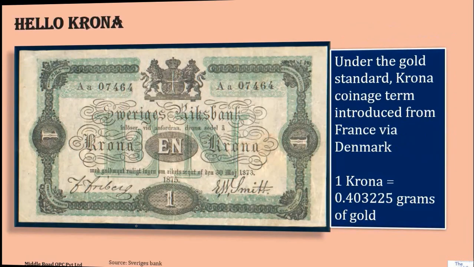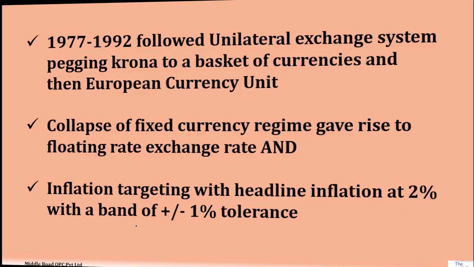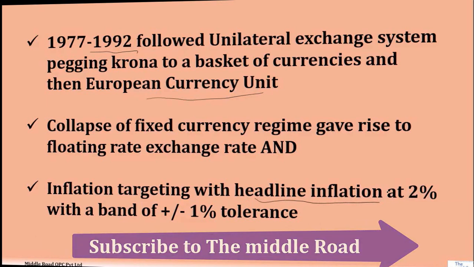About the currency, the krona. So if we follow what they have done, for example, a small history from 1977 to 1992. They followed a unilateral exchange system where the krona was pegged to a basket of currencies, which was the European Currency Unit. This did not last long. Then there was a collapse of the fixed currency, which gave rise to the floating rate of the currency. That is the time when they also came out with inflation targeting, and initially they looked at headline inflation at 2% within a band. Now, which has changed, like I've spoken before, in 2010.